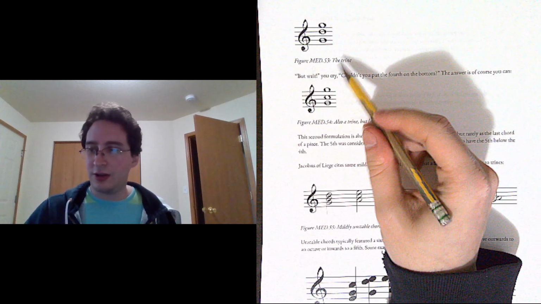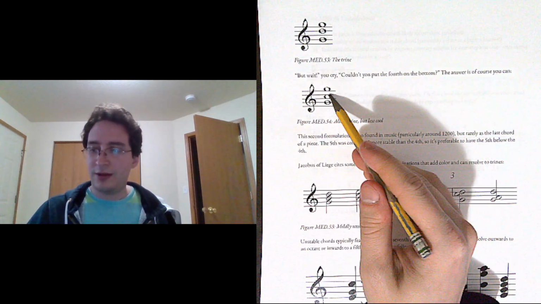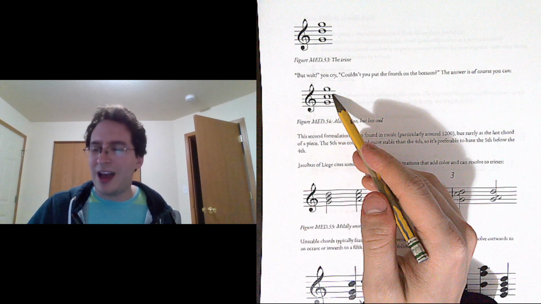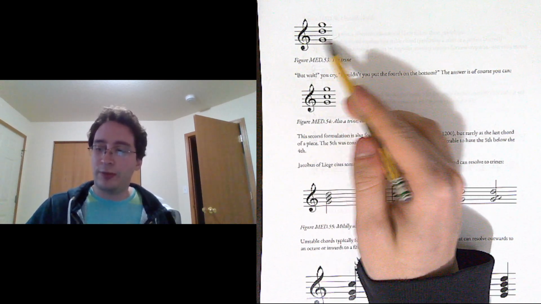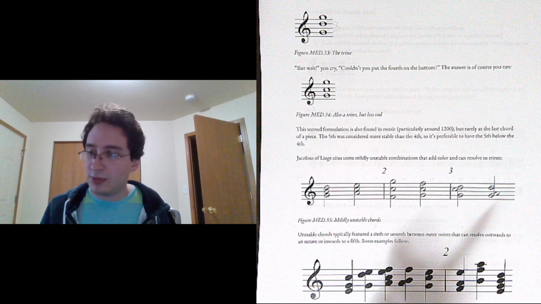But wait, couldn't you flip that and have the fourth on the bottom? Yes, of course you could, and you do see that in music. This one's more common because the fifth was considered to be more stable, so they want the more stable thing on the bottom. Sure, okay.